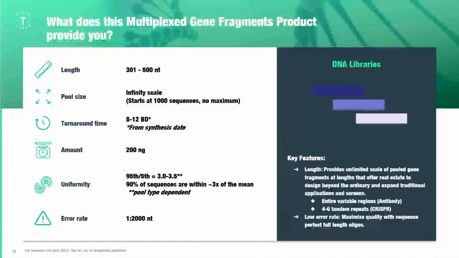So if you have a larger pool size, you'll receive at least 200 nanograms. We have delivered micrograms of this too. We have extremely high uniformity from the ones we've carried out so far, and the error rate is still holding quite high. So even though we're able to stretch this length to 500 nucleotides now, we're maintaining a really good error rate. A slight drop to 1 in 2,000 nucleotides, but still the best in the industry, and we're the only ones really able to build oligos of this length.